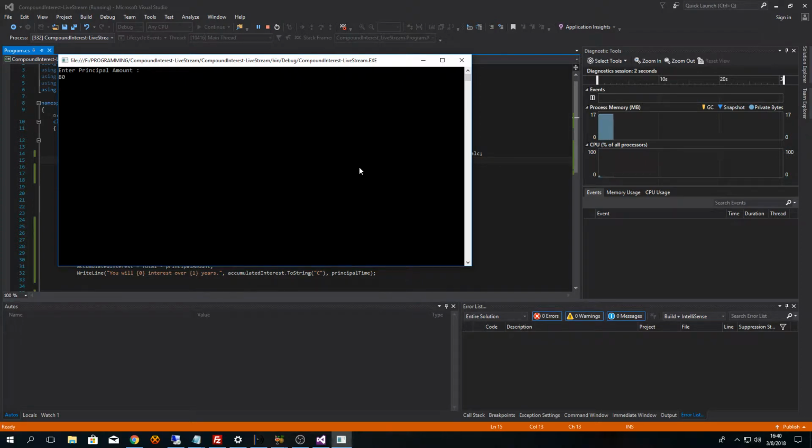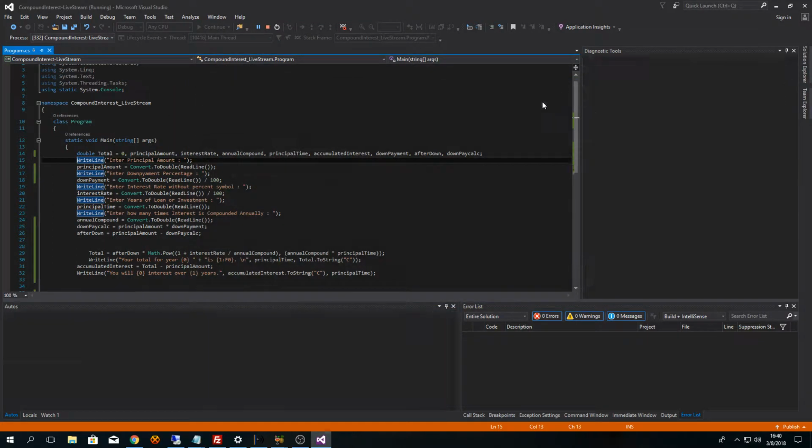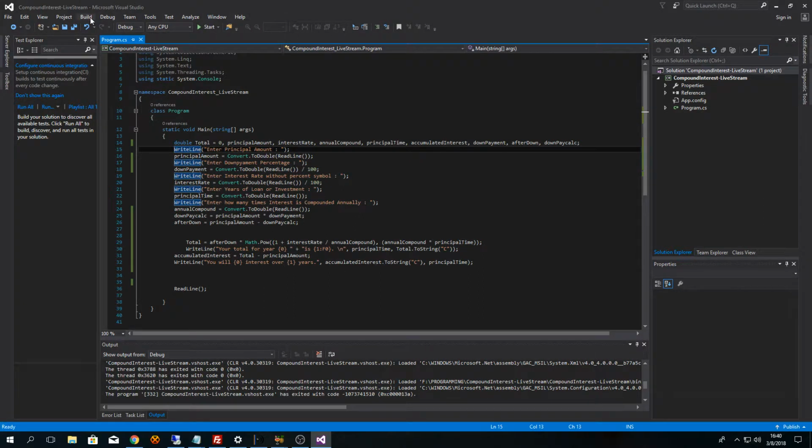So if we pay 80,000, 20% down payment, the 2.29 interest rate for 5 years, compounded 12 times. That makes no sense. Why is it not working with this? Why is it giving me a negative number? That makes no sense.